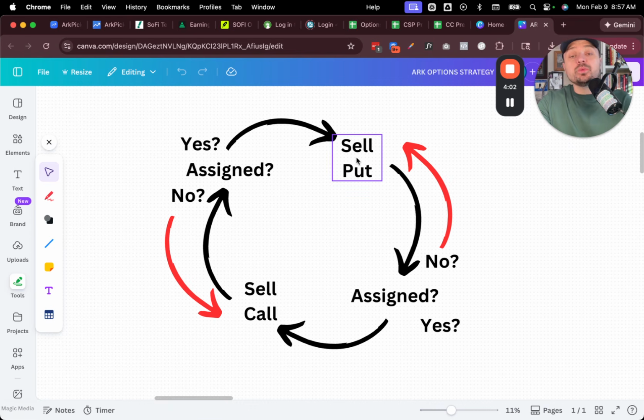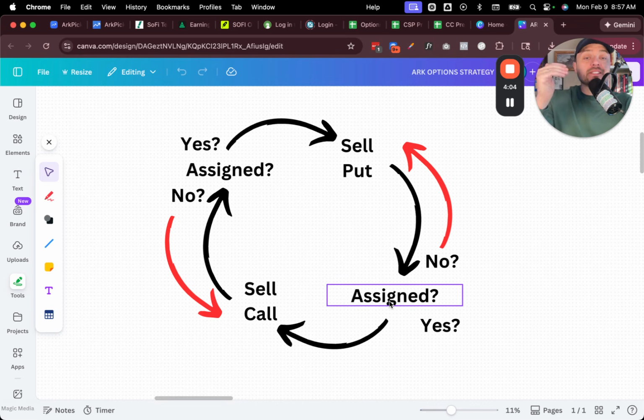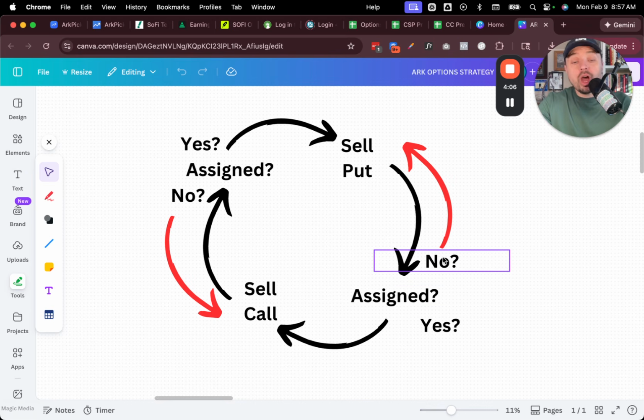So once we sell that put, we wait. Did we get assigned? Did we have to buy the 100 shares? No. Cool, right? Then we just sell another put, collect more premium, and we hang out here. In a sense, this is a wheel, right? We're just on this half a wheel. And this is where a lot of people like to live, right?